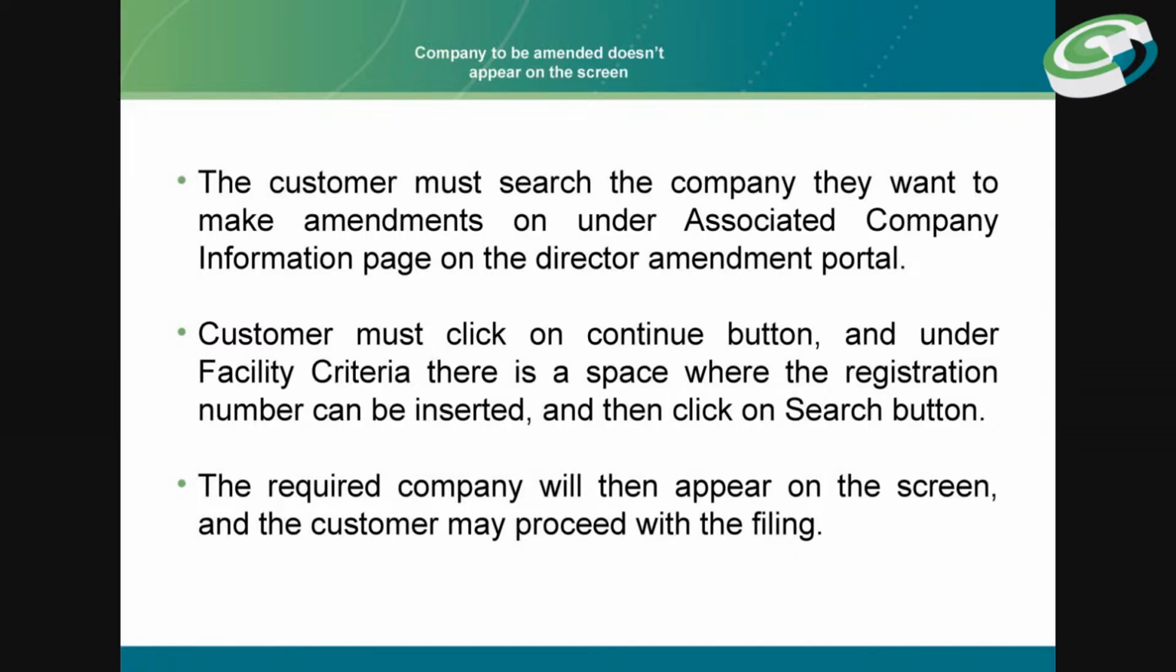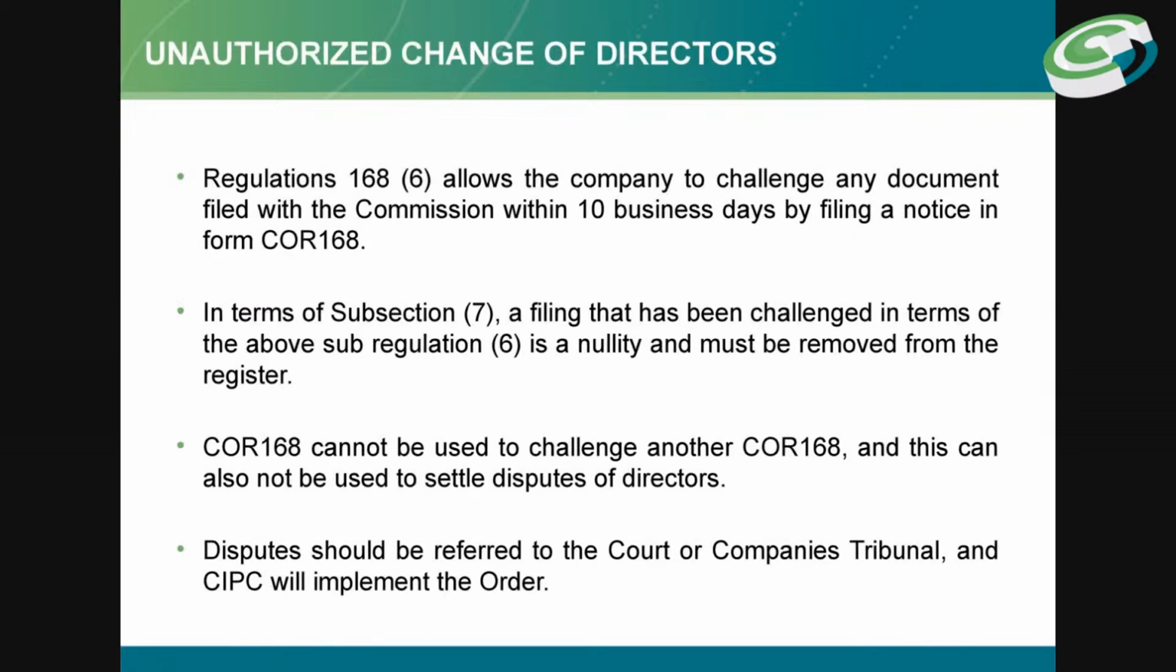Once you get to this page that shows associated company information, if the company that you want doesn't appear on the screen, you need to check on the right-hand side. You will see there is a block where you need to type in the company registration number. You will see it shows facility criteria, and below there is a block. You type in the registration number of the company that you want to make amendments on, and then you click the search button. From there, the company that you want will appear on the screen, and you can start to make changes moving forward. Once it appears, in future when you do the filing, it will automatically reflect on the screen.